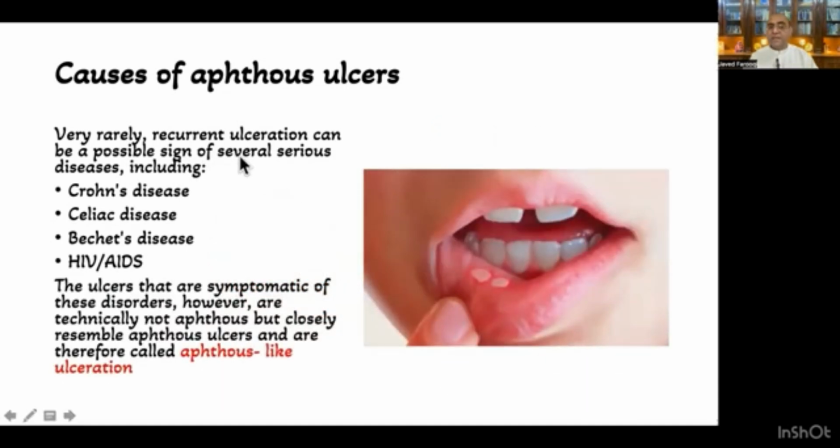Very rarely, recurrent ulceration can be a possible sign of several serious diseases, and out of these, the symptomatic ones, however, technically not Aphthous ulcers, may look like Aphthous ulcerations. So these ulcers may look like Aphthous ulcers, but they are not Aphthous ulcers.